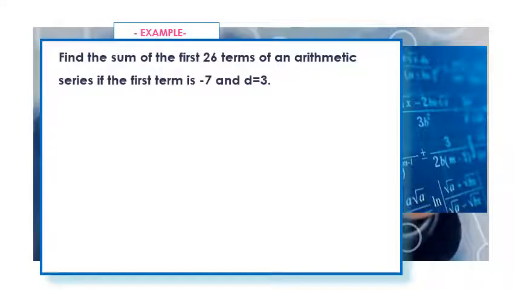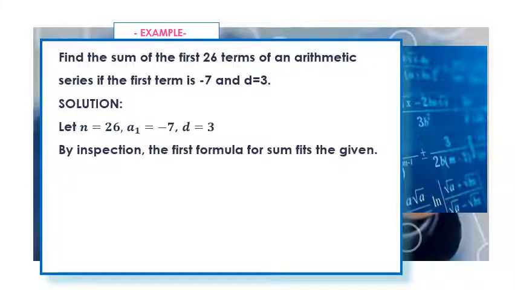So, for example, find the sum of the first 26 terms of an arithmetic series if the first term is negative 7 and d is equal to 3. So our n is equal to 26, a sub 1 is equal to negative 7, and d is equal to 3. Let us inspect what is given in the problem. By inspection, we know that a sub 1 and the common difference are given. So the best formula that we could use is the first formula because it fits the given parameters.